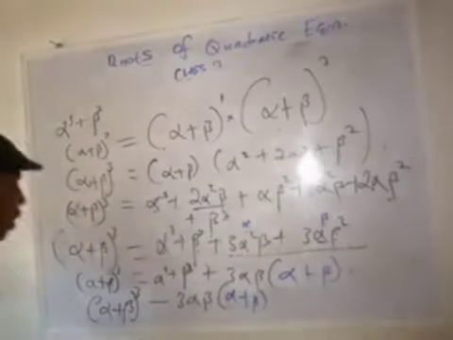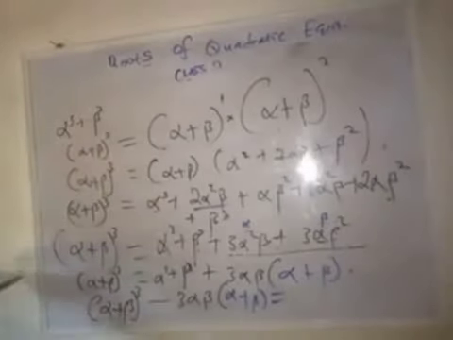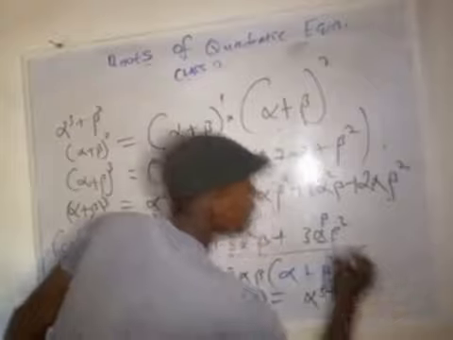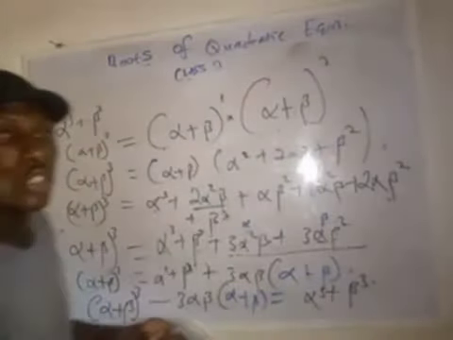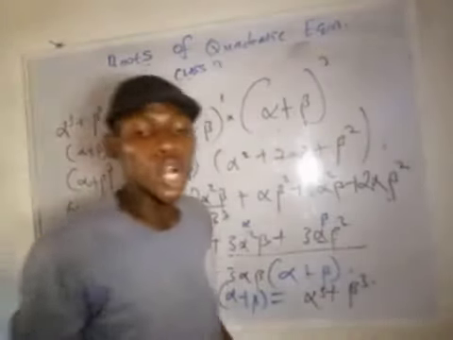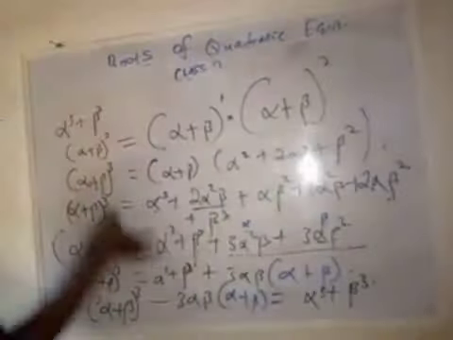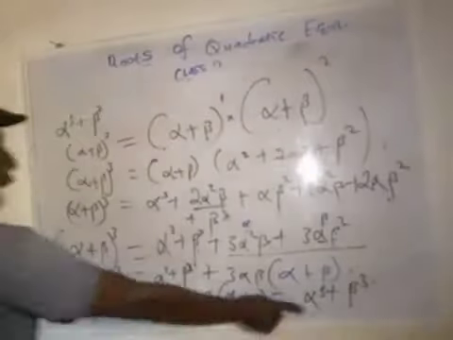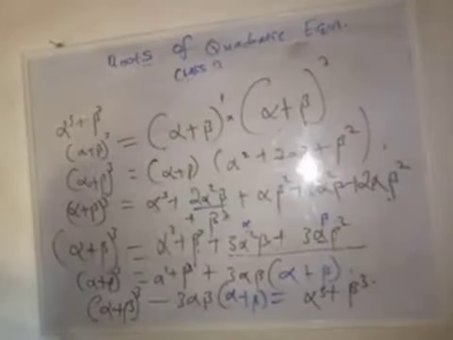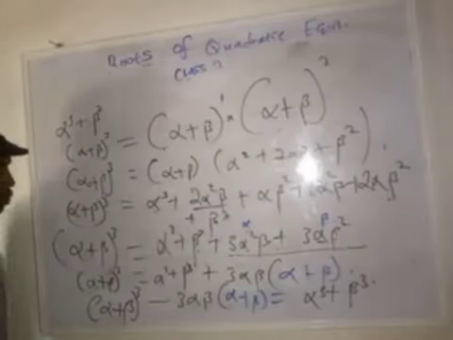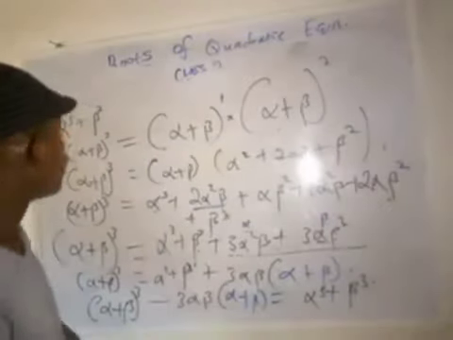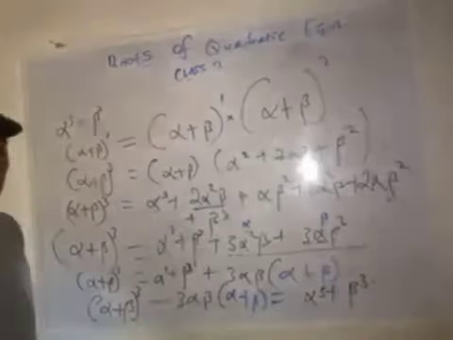alpha plus beta will be equivalent to alpha cube plus beta cube. And this is the expression for alpha cube plus beta cube. My alpha cube plus beta cube will be equivalent to alpha plus beta cubed minus 3 alpha beta into the bracket alpha plus beta. Hope we are getting something.